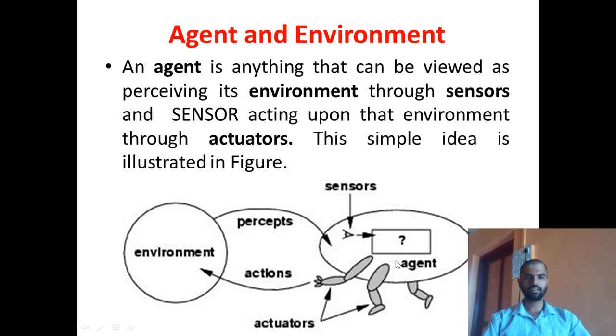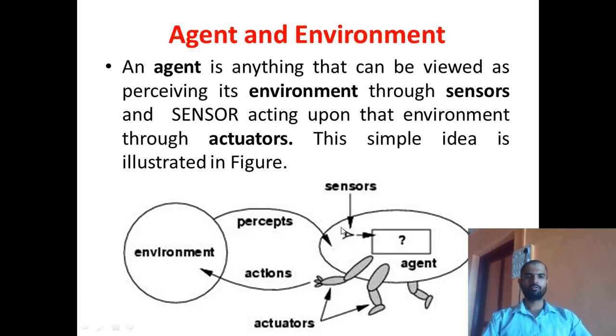So this is the agent. What will the agent do? The agent will sense some information from the environment, and based on that it will take an action on the particular environment. For example, consider a robot which is playing football in a garden.